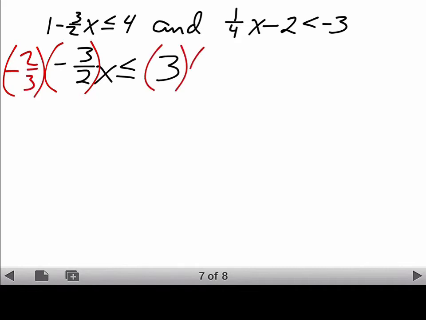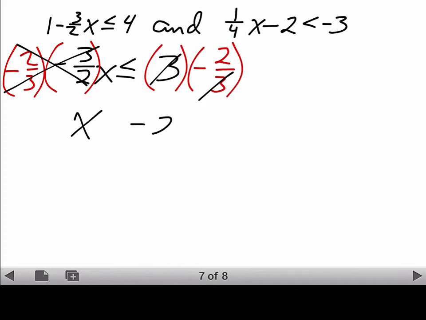and hopefully a little red flag went off in your head. We're multiplying by a negative. On the left-hand side, the coefficient divides out, and I have x. On the right-hand side, the 3's divide out, and I have negative 2. But since we divided by a negative, the inequality symbol reverses. Let's finish up the other one.